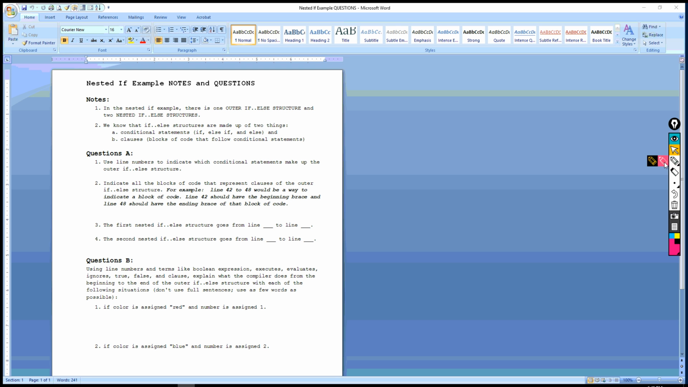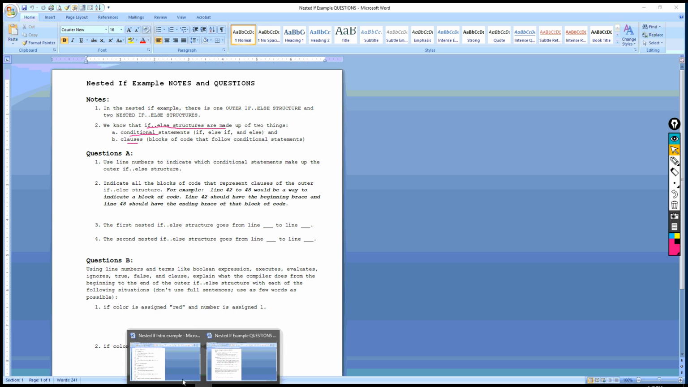Okay, the first thing here is that it says, question 1, use line numbers to indicate which conditional statements make up the outer if-else structure. Now notice in here I talked about if-else structures being made up of 2 things, conditional statements and clauses. We said that conditional statement examples would be if, else if, and else. And so the question is, use line numbers to indicate which conditional statements make up the outer if-else structure.